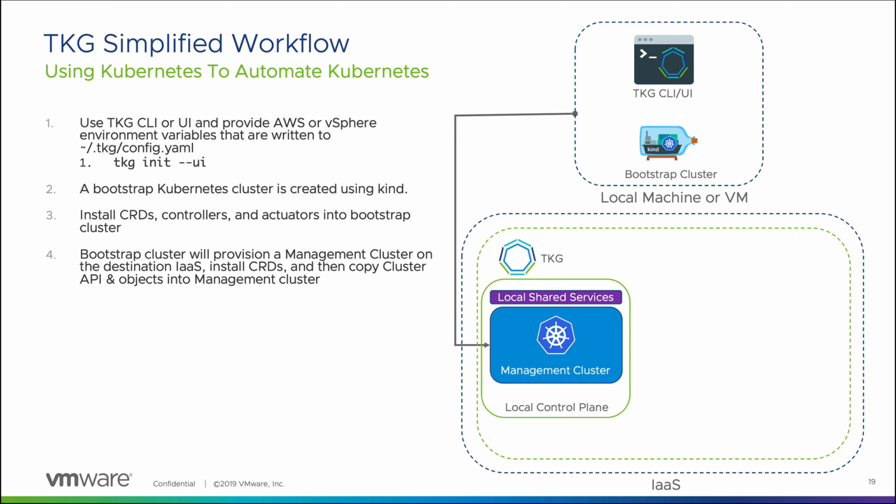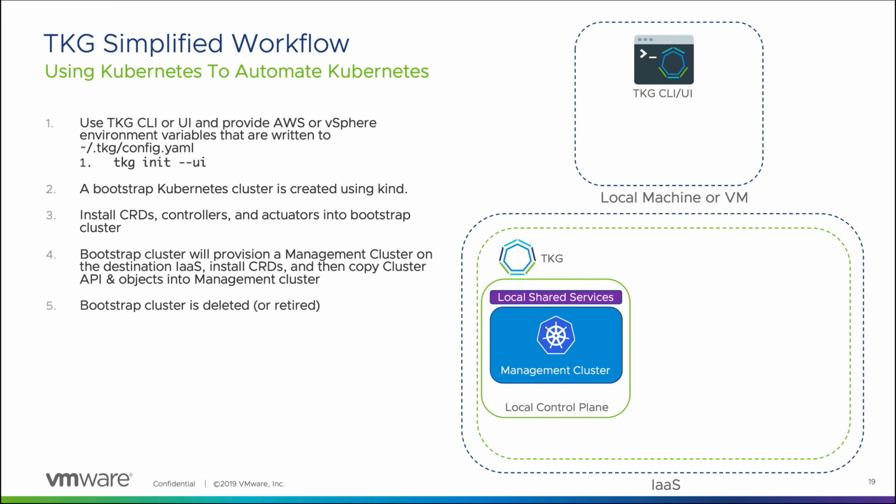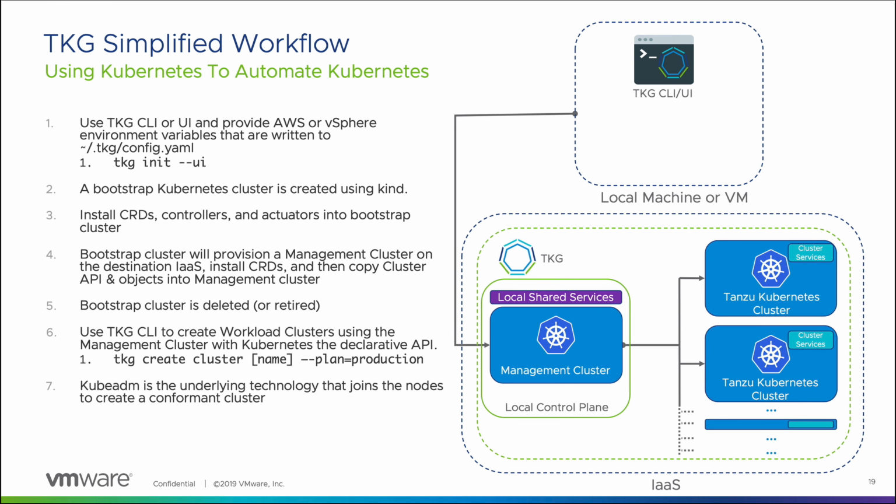Now, the management cluster, once it comes up, is going to get installed with all the custom resource definitions for Cluster API. And then the last thing it's going to do is perform what's called a move. This move is really just copying the objects from the bootstrap cluster into the management cluster. Once that's completed, we don't need the bootstrap cluster anymore. It's gone. And then at that point, I utilize the TKG CLI to talk directly to the management cluster.